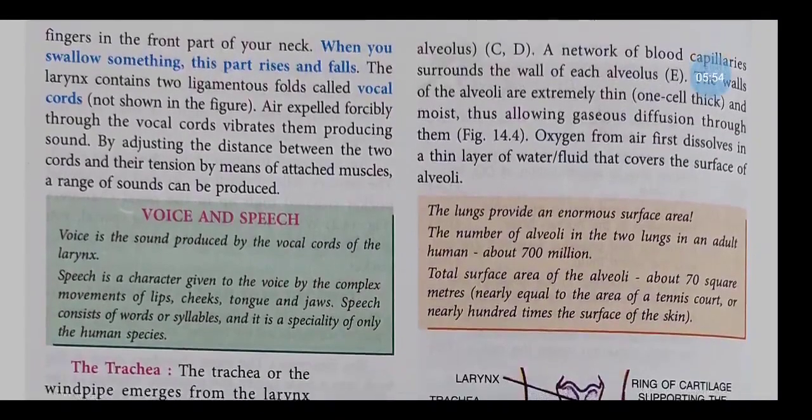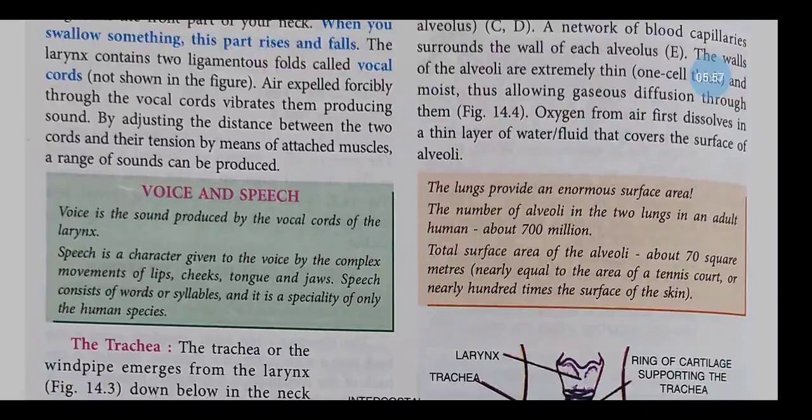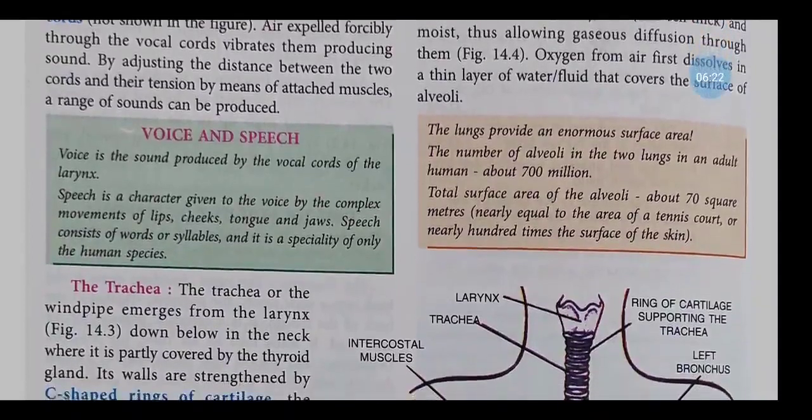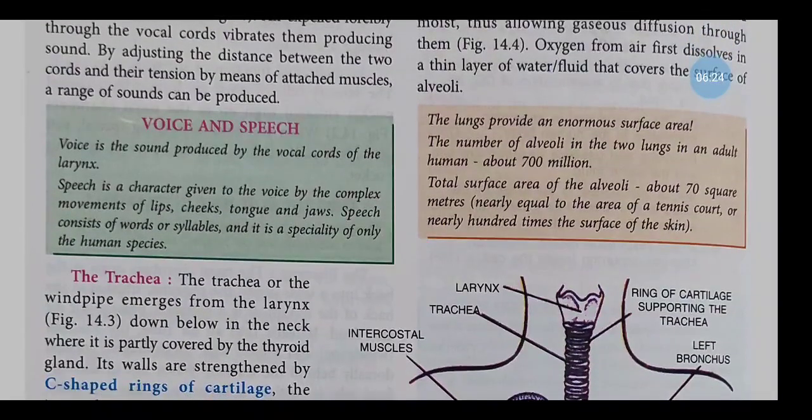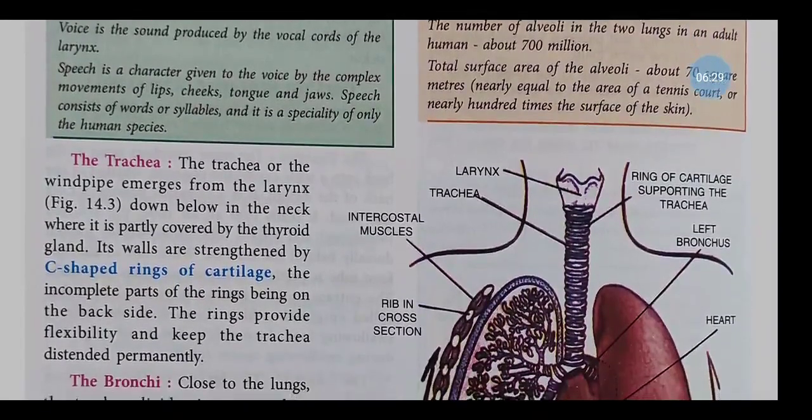can be produced. Now, let's come to voice and speech. Voice is the sound produced by the vocal cords of the larynx, and speech is the character given to the voice by complex movement of the lips, cheeks, tongue, and jaw. Speech consists of words, right, and it is a specialty only of the human species. Means only the human species has the ability to form speech. Right? Now, let's come to the trachea.